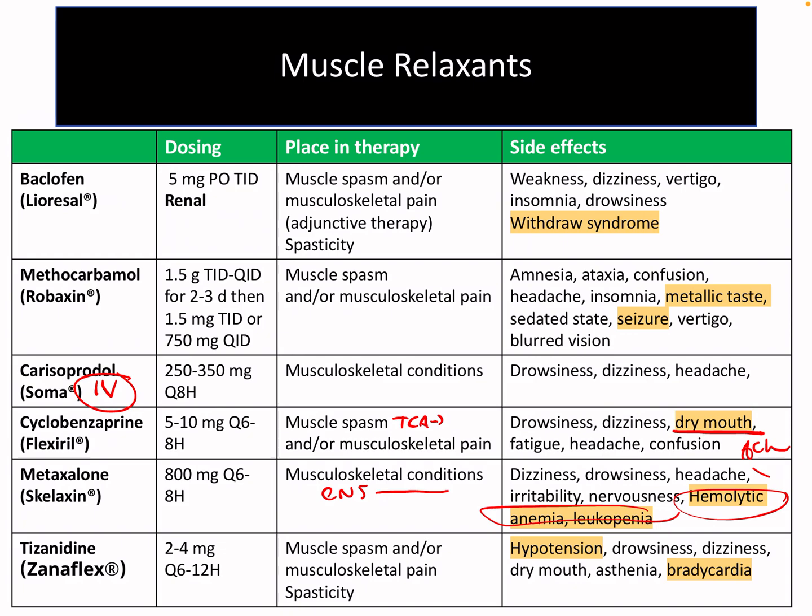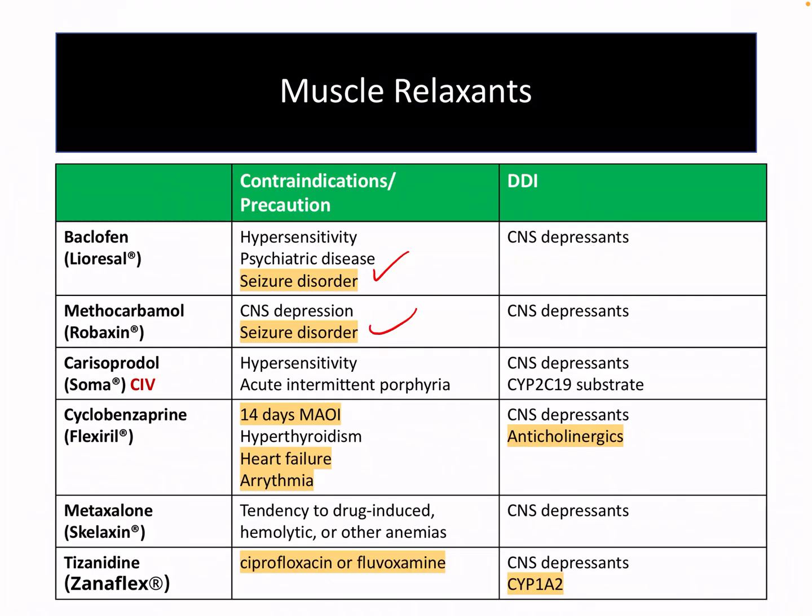And then finally, you have tizanidine. As I mentioned before, it's very similar to the hypertension agent clonidine. So you will see that it causes hypotension and bradycardia. But overall, these agents do have very similar side effects in the fact that most of them do cause general CNS depression.